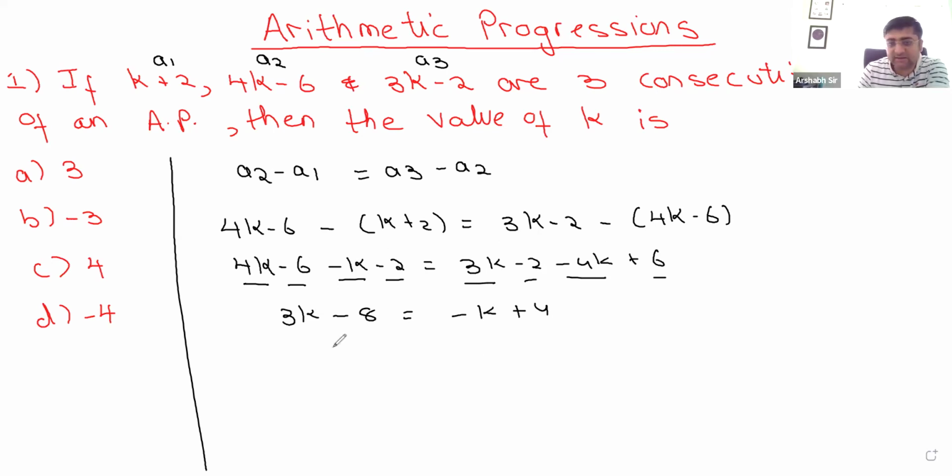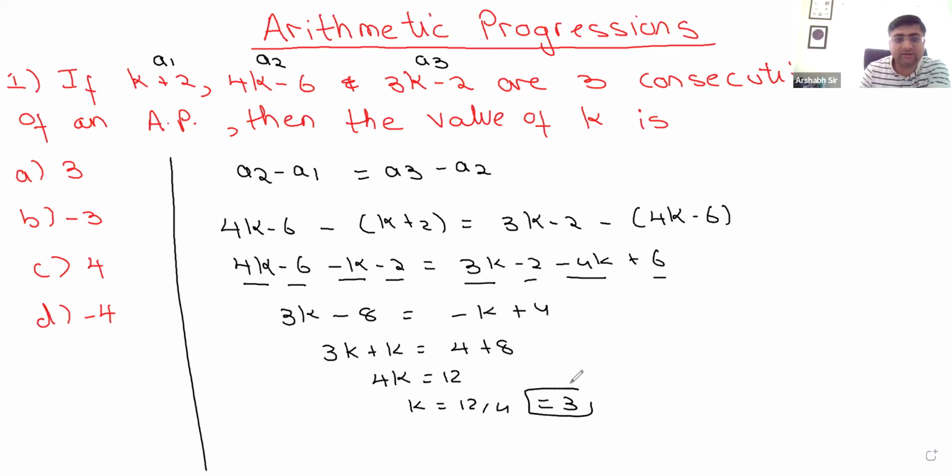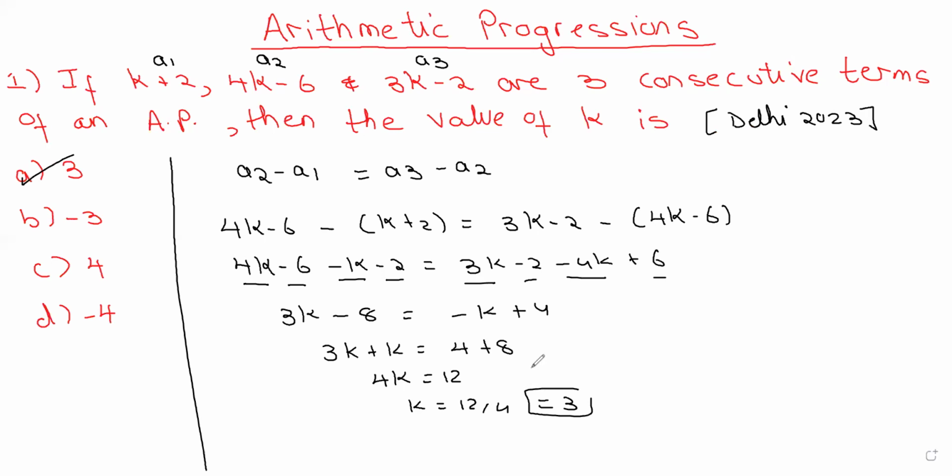Bring the minus k here. So 3k plus k, take the minus 8 there, 4 plus 8. So 4k is equal to 12. K is equal to 12 divided by 4, that is equal to 3. So the answer is 3. Is this clear? ये जो question है, ये आया था Delhi paper 2023. Is this question clear to all of you, बच्चों? Yes or no? Yes, sir. Very good. Quickly make a note, beta. Look at the next question, guys.